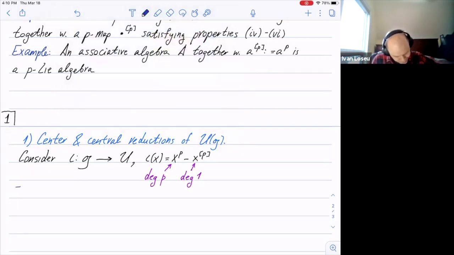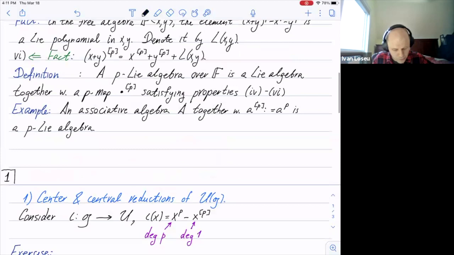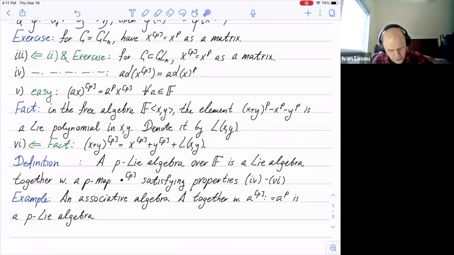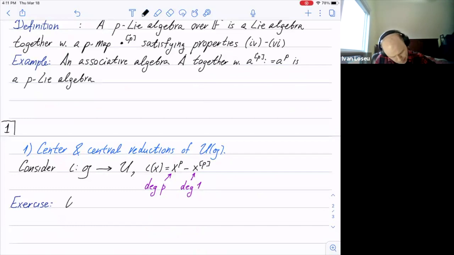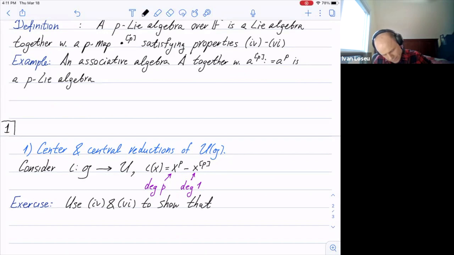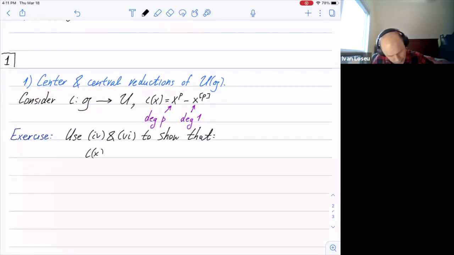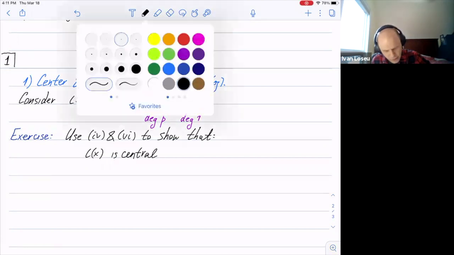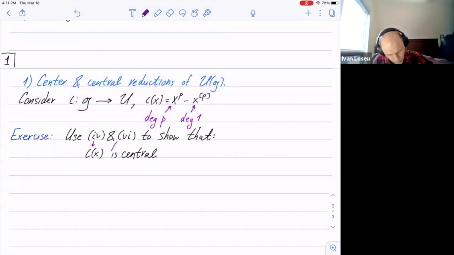And an exercise is to use the above, namely property number four, which is here, and property number six, which is here, to show that, first of all, iota of X is central. That's just property number four. And property number six implies that it's additive.